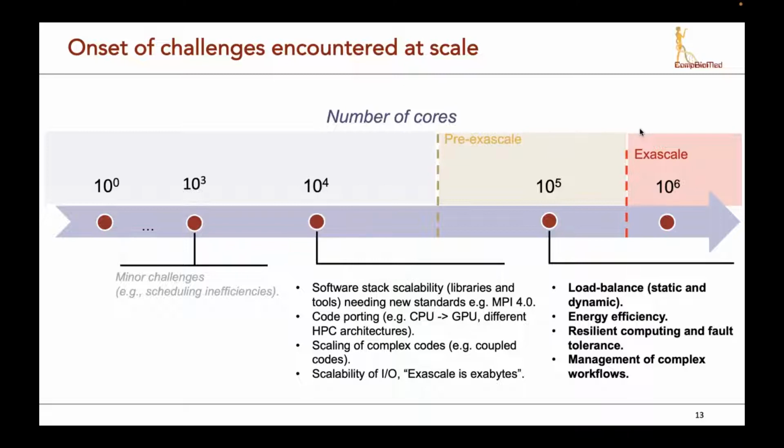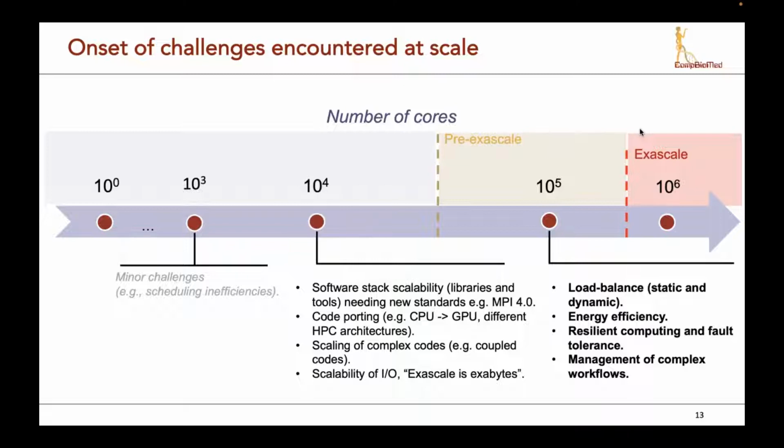For instance, load balancing in order to improve performance, both static at the beginning of the simulation and dynamic during the simulation run. Energy efficiency is becoming an important factor, and I will detail a bit later what the energy cost of an application like this is. Also, resilient computing and fault tolerance become important, since if we have a really large simulation that runs for days, and there is a problem at CPU 200,008 and the simulation fails, we need to be able to recover it in order to avoid running the whole thing all over again.